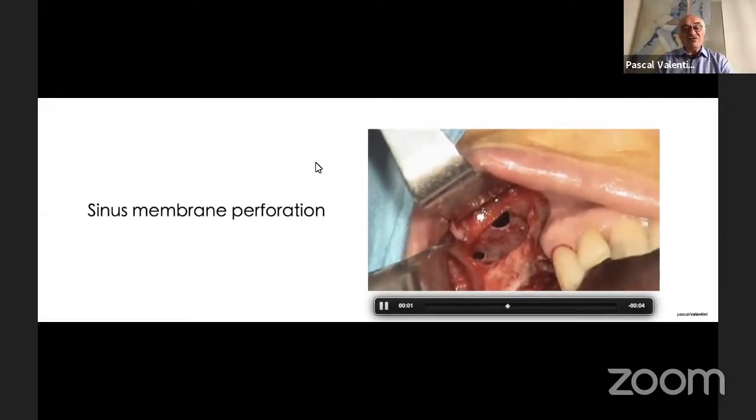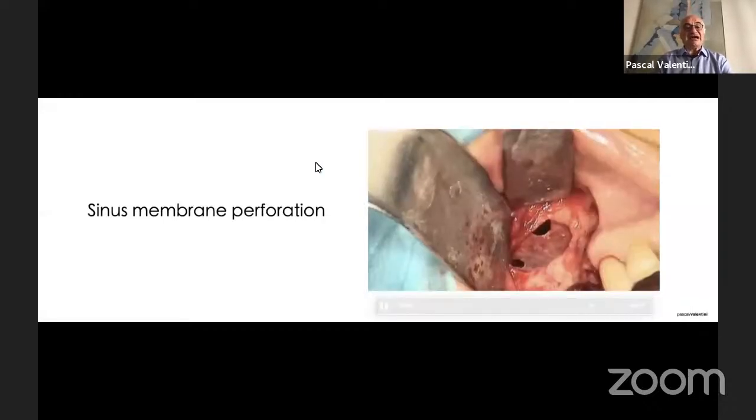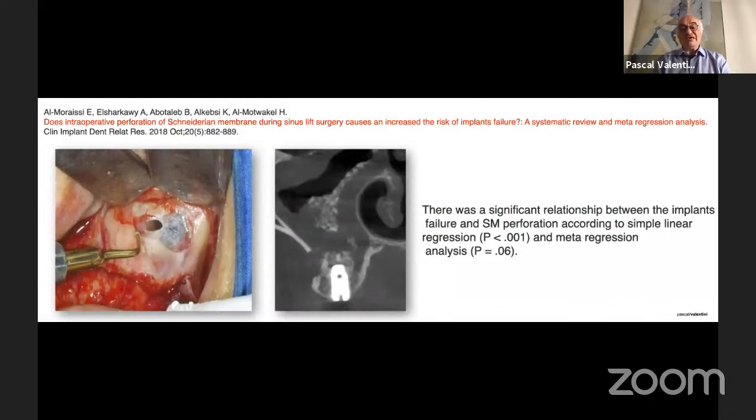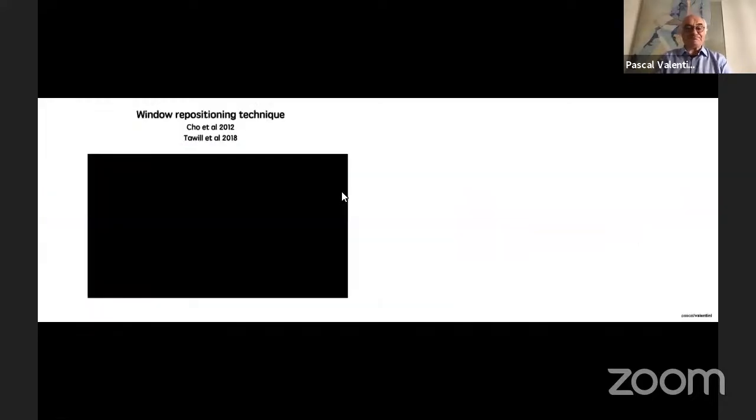The second very important complication is the sinus membrane perforation, which can lead to infection. Of course, according to this paper, we can see that because of the risk of granule loss through the perforation and the infection of it leading to the infection of the sinus, the implant survival rate will decrease in case of mismanagement of those perforations.